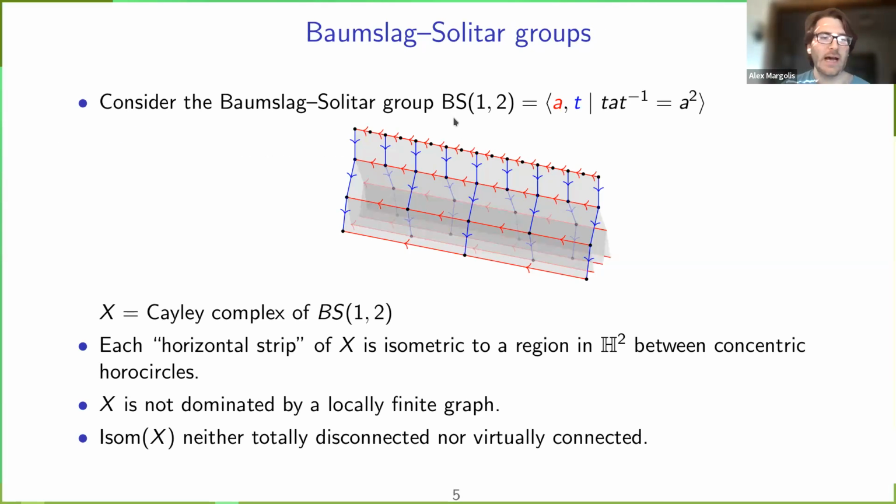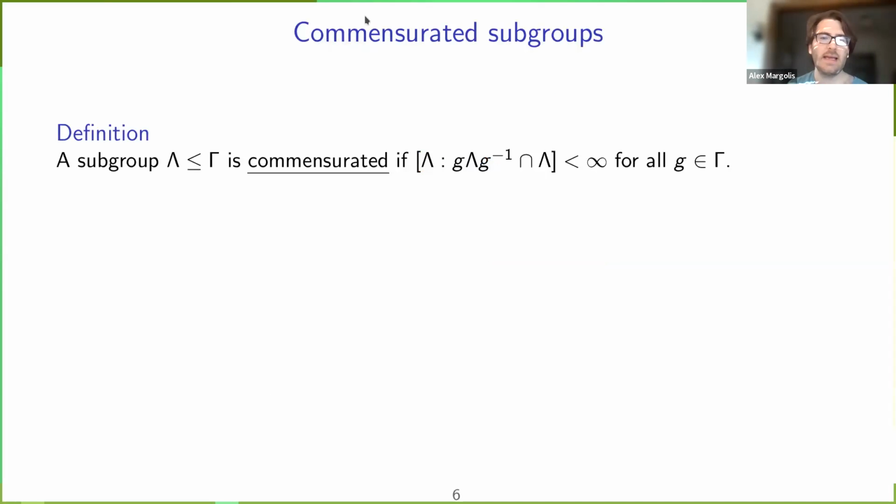And what we want to do now is to analyze the algebraic properties of this group and see how we can characterize the full class of groups that admit model geometries like this, where there's some direction where we have continuous one parameter subgroups, or alternatively, when the space isn't dominated by a locally finite graph.